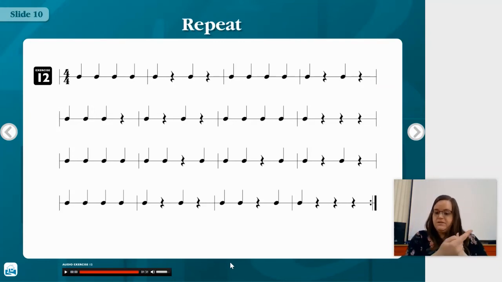And then there we would repeat, but I want to do it with the music. So let's go ahead and do that with the music. 1, 2, ready, begin.